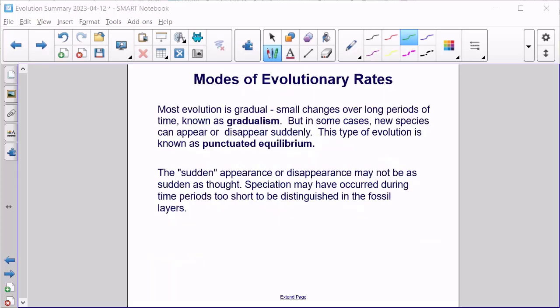Modes of evolutionary rates. Most evolution is gradual, small changes over long periods of time, known as gradualism. But in some cases, new species can appear or disappear suddenly. This type of evolution is known as punctuated equilibrium. The sudden appearance or disappearance may not be as sudden as thought. Speciation may have occurred during time periods too short to be distinguished in the fossil layers.